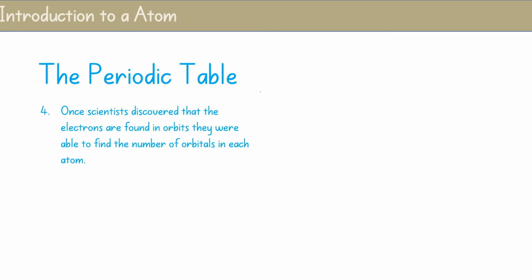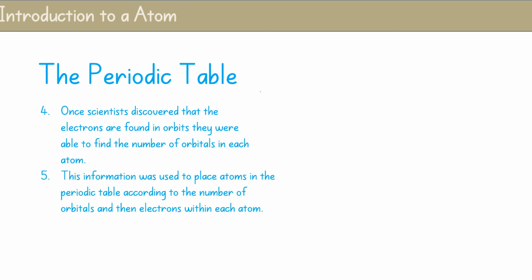Once scientists discovered that the electrons are found in orbitals, they were able to find the number of orbitals in each atom. This information was used to place atoms in the periodic table according to the number of orbitals and then the electrons within each atom.